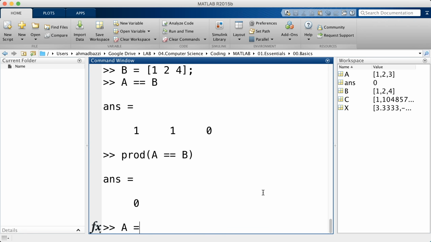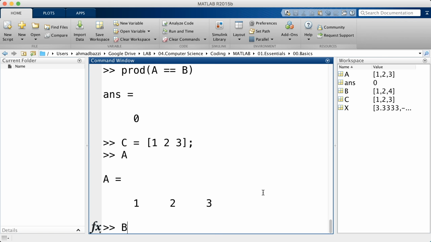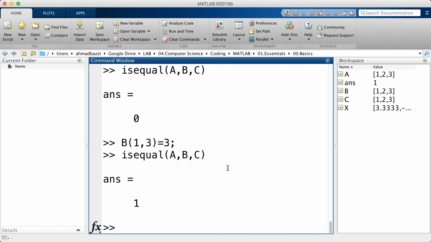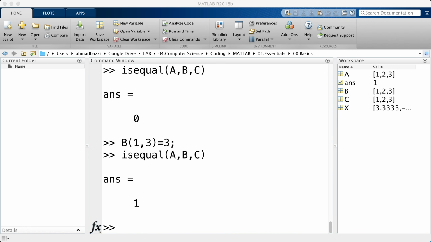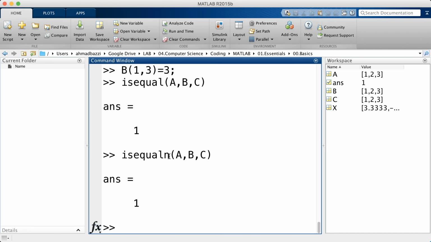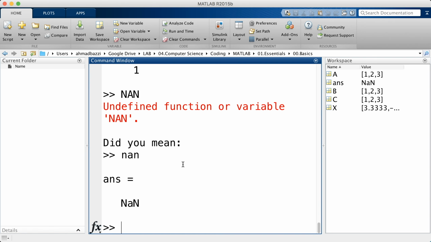Also, you can test for multiple arrays. So let's say I've got a C, which is 1, 2, 3. A is 1, 2, 3, B is 1, 2, 4, and C is 1, 2, 3. All I have to do is say isequal A, B, C. It's obviously 0 because the last element of B is not 3. If I change it, this should return a 1, right? We've also got a slightly different method, which is isequaln as such. This guy treats the NaNs as values that are equal. It's as if we're ignoring NaNs.